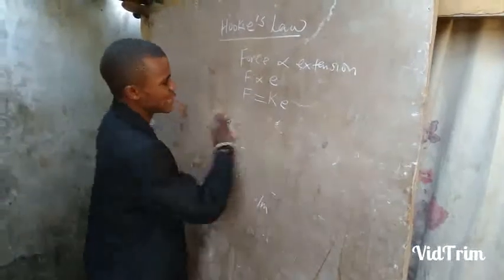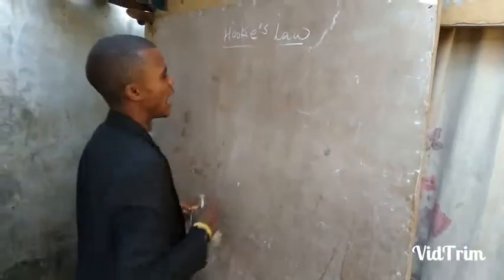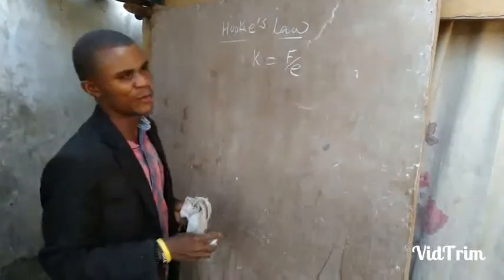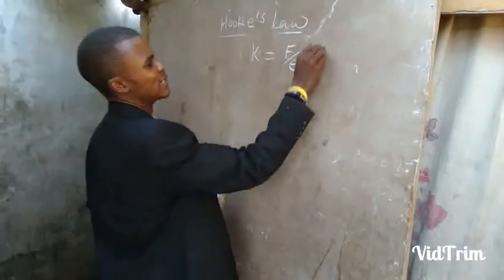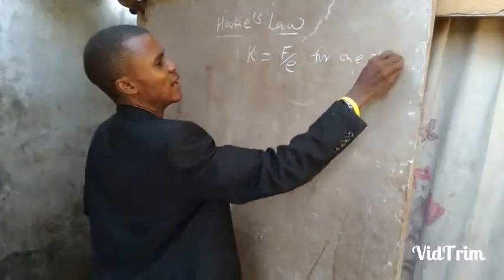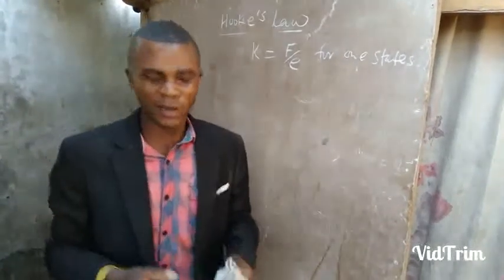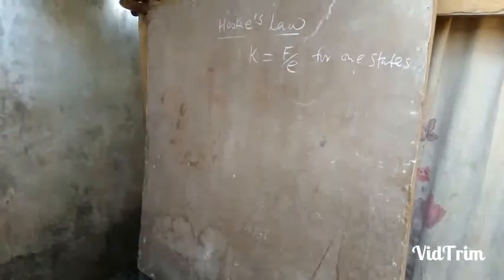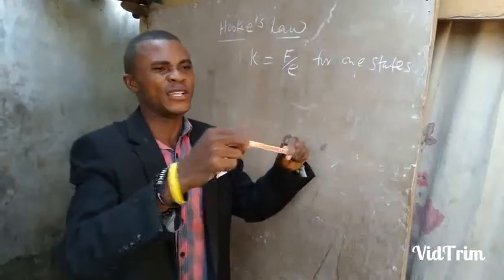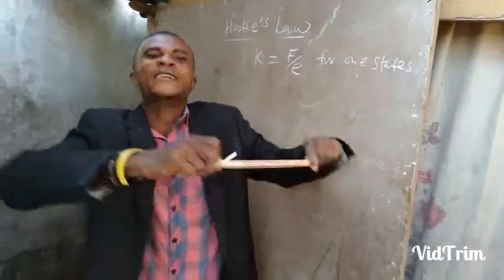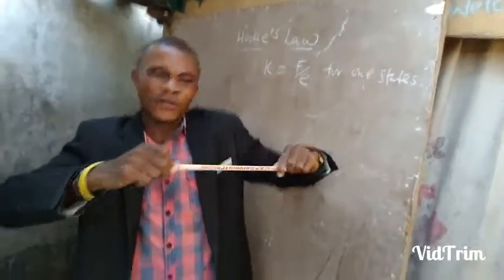That is for one state. For one state, we say K equals F divided by E, the ratio of the force to the extension. Now, if you have more than that, let us say you apply a small force. That is force number one. There must be an extension. If I apply a small force on this, I say F, the force I apply, and the small extension. Then I increase it. That means I have got another force, another extension again.